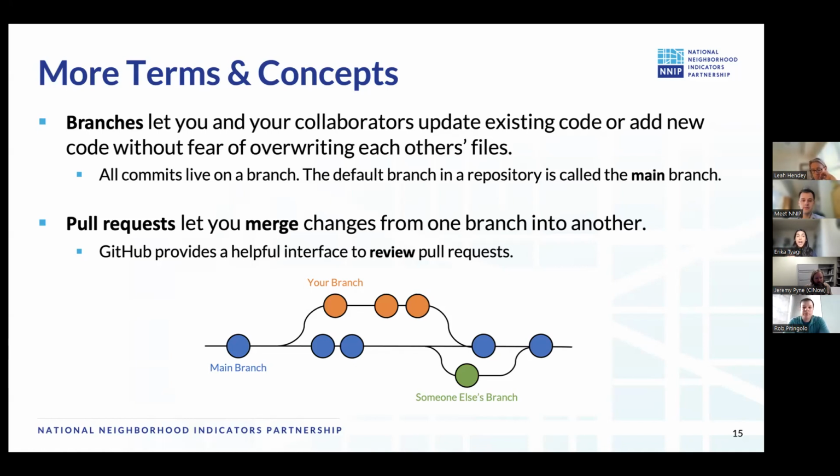And then again, just a couple other pieces of vocabulary. Merging is the process of taking code on a different branch, so like an Erica-specific branch or a Rob branch, and then merging it back into the main branch. The GitHub tool for doing that is called a pull request. And we'll show what that looks like in a second, but again, just not wanting to get super bogged down in vocabulary, the basic idea is that pull requests are the GitHub tool that lets you merge changes from one branch to another.